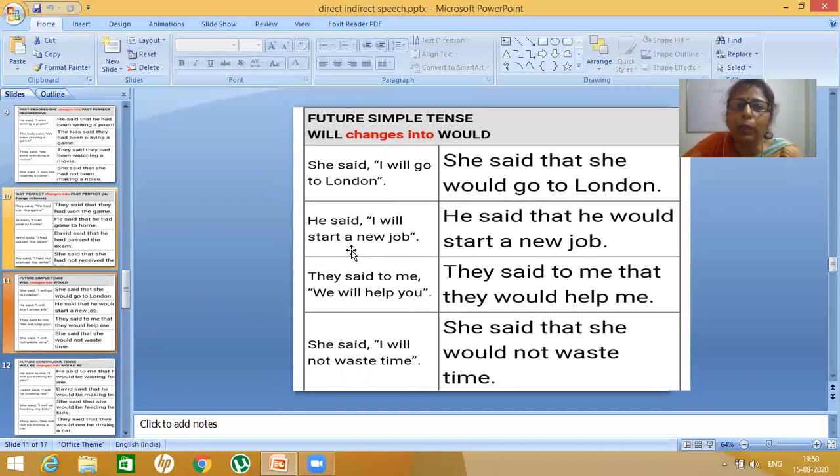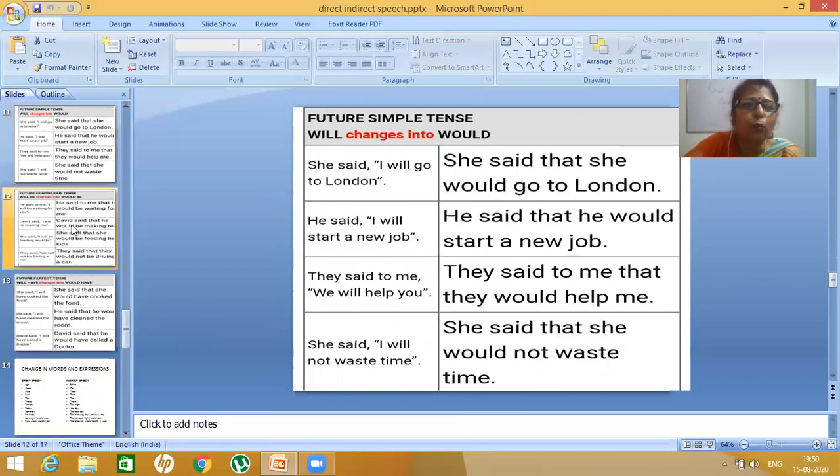He said, "I will start a new job." He said that he would start a new job. Similarly, in all these sentences also: they said to me, "We will help you." They said to me that they would help me. She said, "I will not waste time." She said that she would not waste time. So in simple future tense, will changes to would.